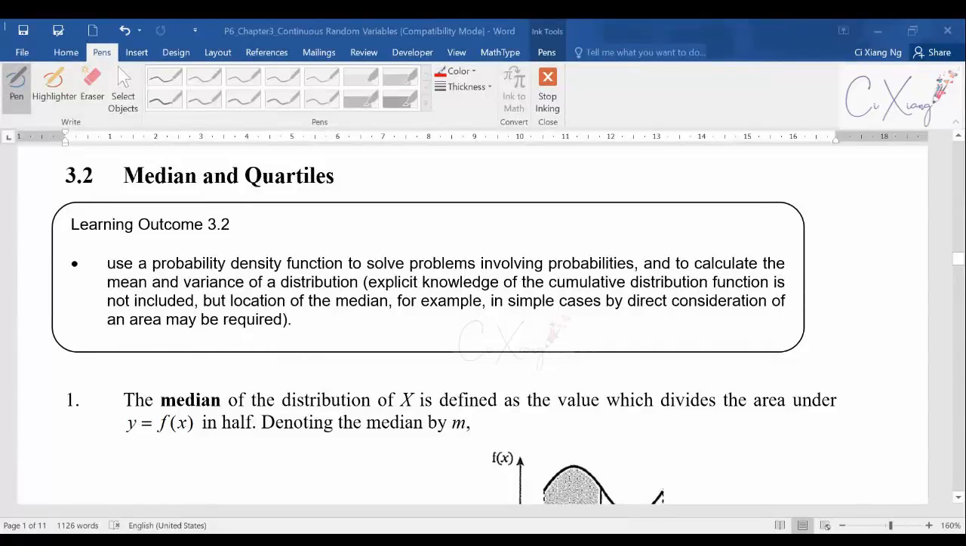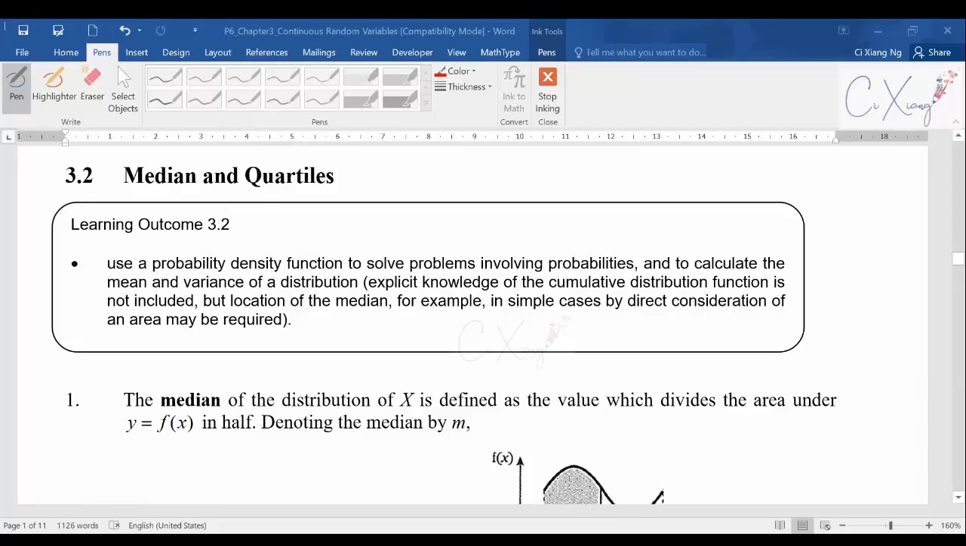Okay, so we are going to discuss the median and quartiles in this video for the continuous random variable. In the previous video, we already learned some basic ideas about the continuous random variable, where there are two important properties that you need to know. The first one is that when you integrate the whole function over the whole domain given in the question, it is always equal to 1. That means the area under the graph is always equal to 1.